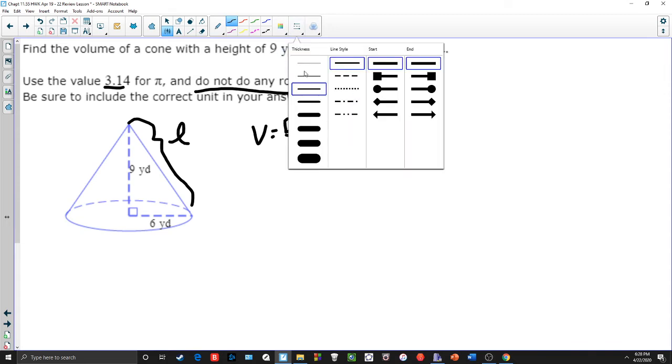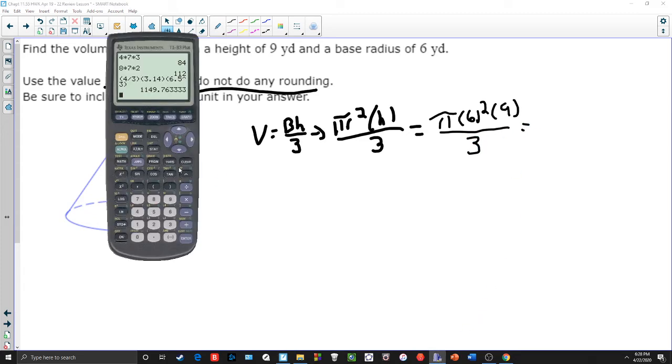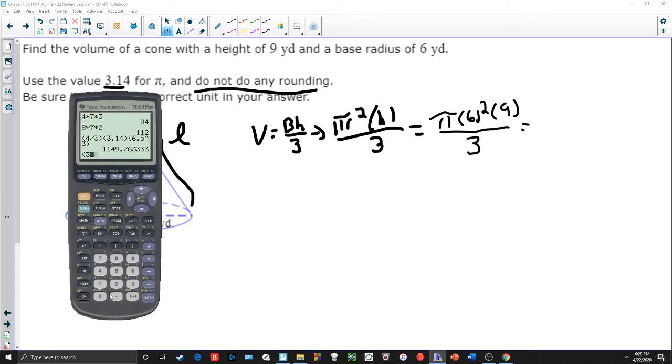Let me make my marker a little bit thinner here so it's a little bit easier to write. So pi times, my radius is 6 yards because that's going from center to edge. So I don't need to cut in half. So pi times 6 squared times my height, which is 9, all over 3. So if we do some arithmetic here, now it says use 3.14 for pi. So we're going to use 3.14 times 6 squared, which is 36, times 9, and then divide that by 3.